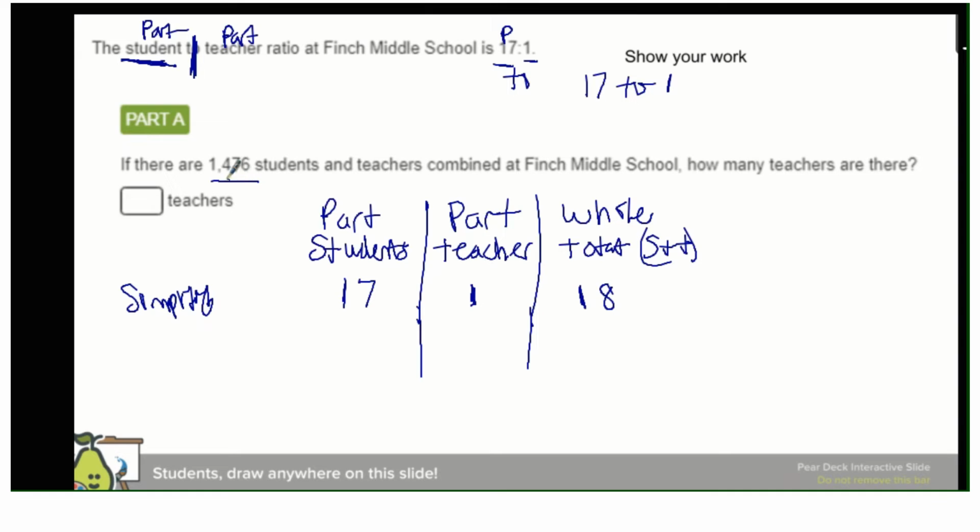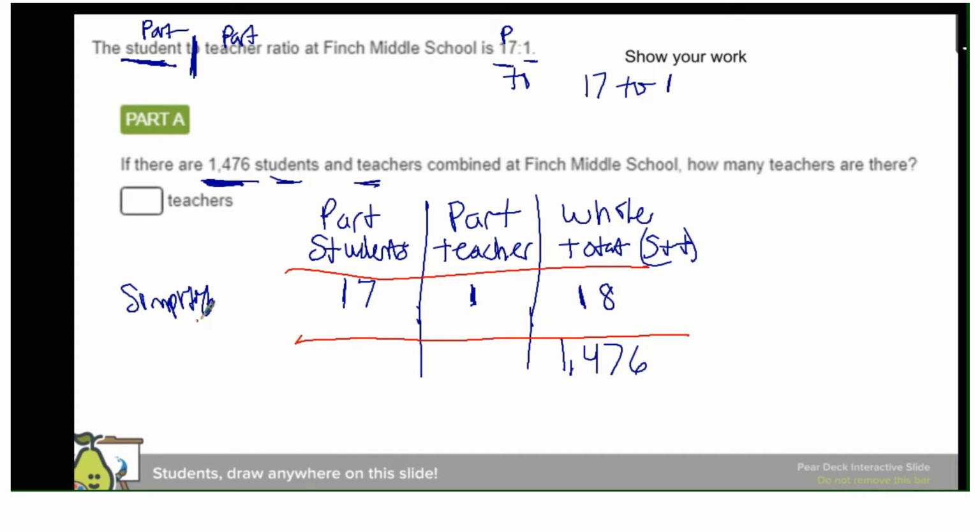Now we want to ramp this up. It says 1,476 teachers and students. So this is going to go underneath the total, 1,476. Don't make a mistake and put that number right here, because if you put 17 together with 1, it's not going to equal 1,476. So you have to recognize that the ratio has been simplified, and then you have to increase it. So now that we have all the information that we need, we can figure out how do you go from the simplified ratio to the increased ratio.